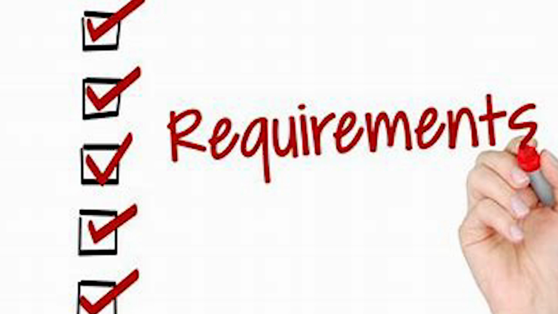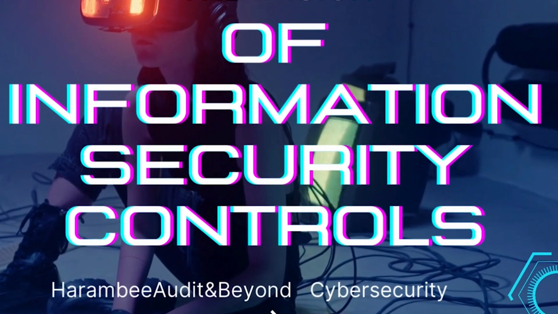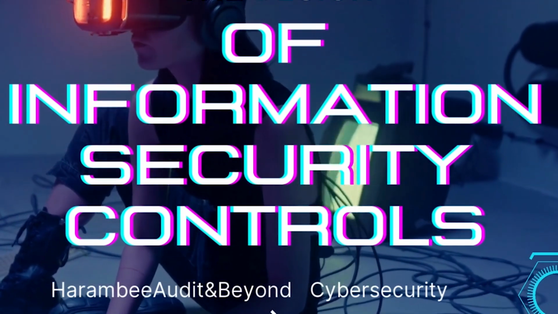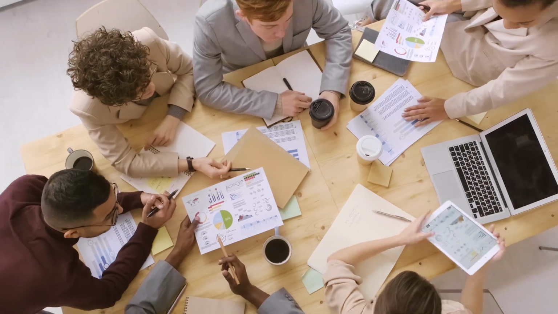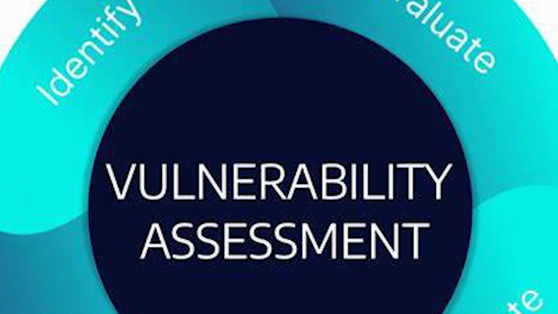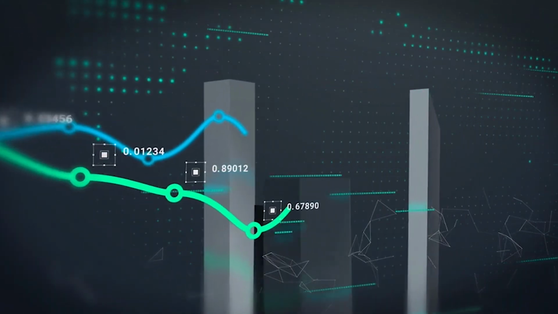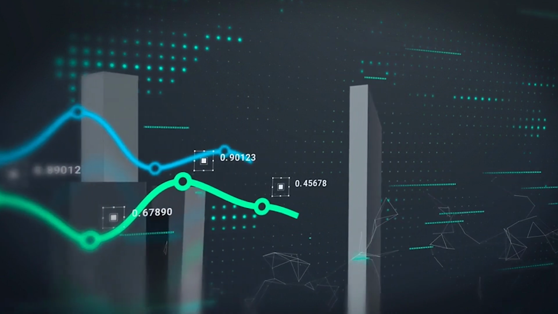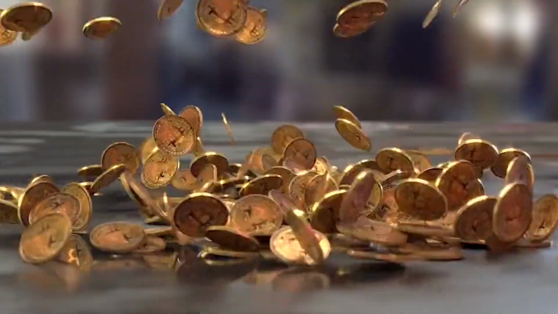Regulatory requirements, for example, establish the minimum level of information security controls an organization must implement, but they do not reflect the organization's specific needs and challenges. A vulnerability assessment, on the other side, identifies and analyzes weaknesses in information systems and assets, but does not consider the business context or impact of the issues.